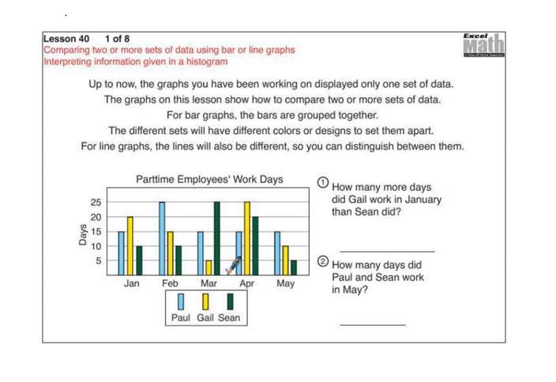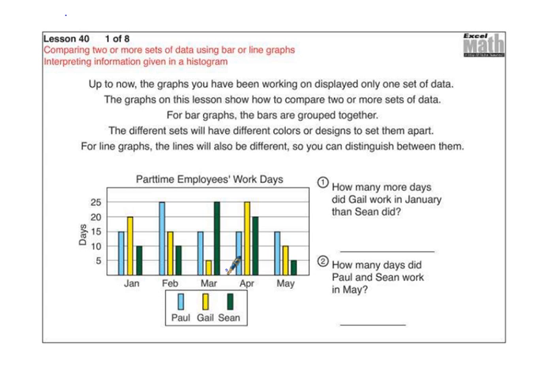Up to now, the graphs you have been working on displayed only one set of data. That means there's one thing happening on that graph. The graphs on this lesson show how to compare two or more sets of data. For bar graphs, the bars are grouped together. The different sets will have different colors or designs to set them apart. For line graphs, the lines will also be different, so you can distinguish between them.